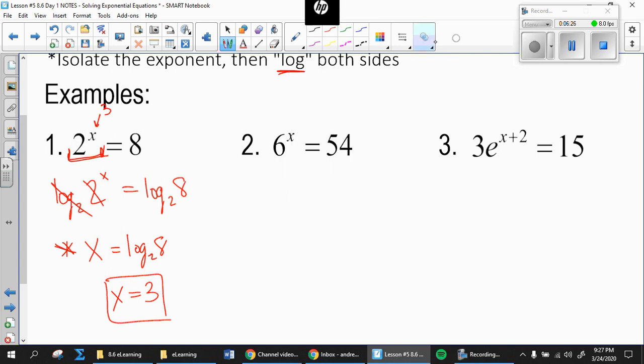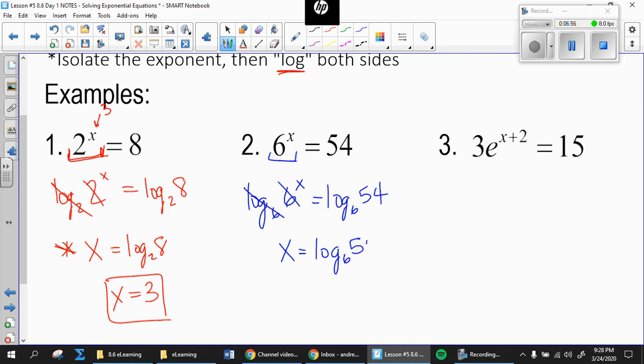Next one, same thing. The exponential is already isolated. So we're going to take log of the exact same base we have here. We have base 6 here, so we're going to do log base 6 of 6 to the x, and log base 6 of 54. Over here, again, log base 6 and exponential base 6 cancel each other out, leaves me with x. On a non-calculator question, that would be your answer. If we have a calculator, we can type that in. If we type in log base 6 of 54 into your calculator, you should get 2.23.